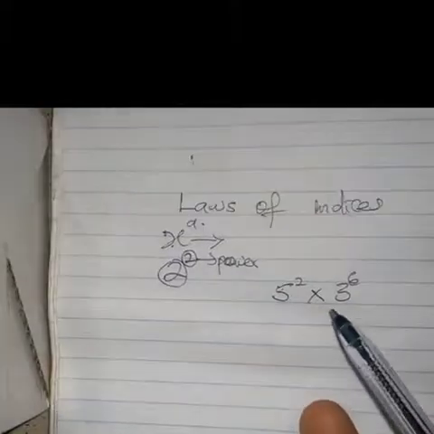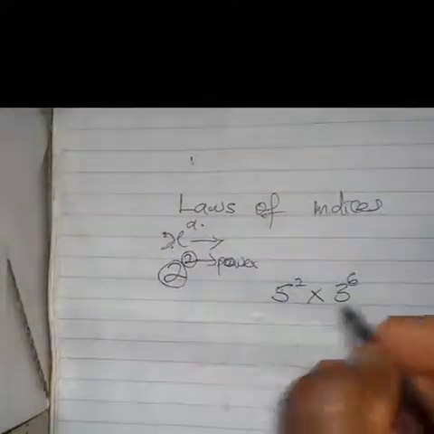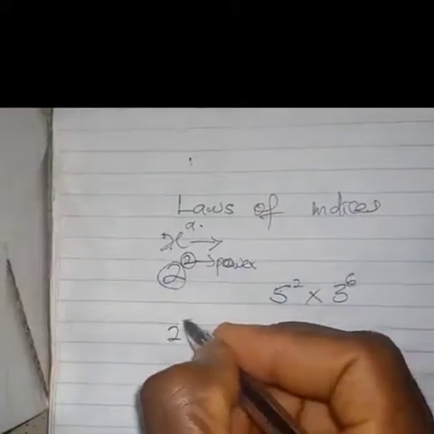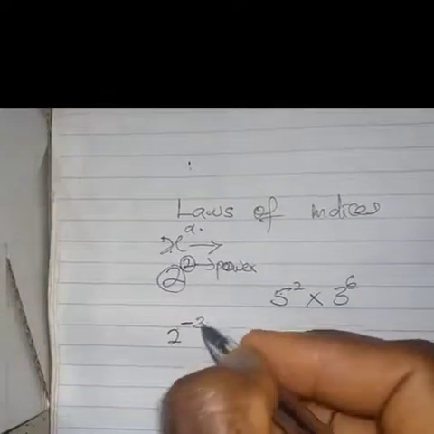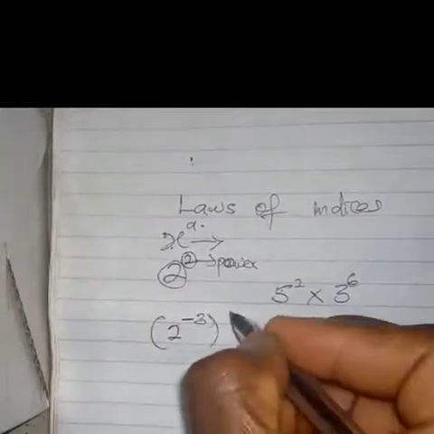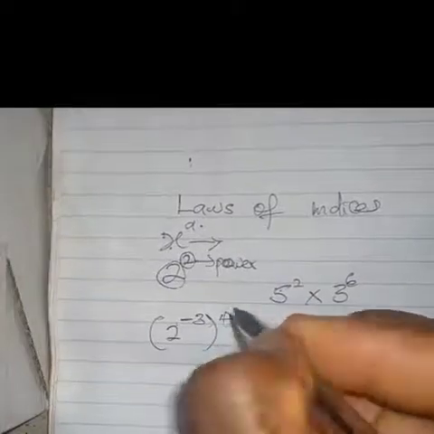There are several laws that can be applied to deal with situations like this. You could also have something like, let's say, 2 raised to power minus 3, then there's a bracket, then you have 4 outside of here. How do you deal with problems like this? You can solve problems like this with some guidelines. There are laws you can apply. These laws are referred to as the laws of indices.